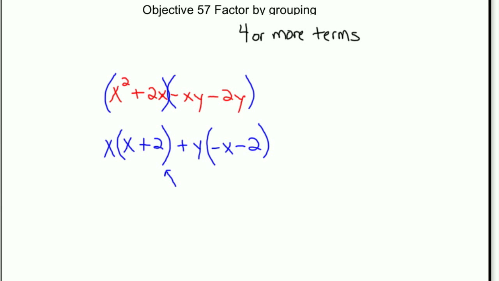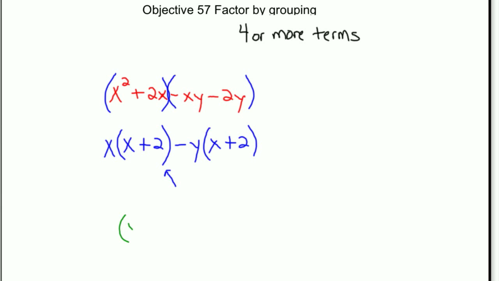I note that this parentheses is very close to the first one, but not exactly the same. So instead of taking out a positive y, I'm going to take out a negative y. That leaves me with a positive x term and then a positive 2, which is great, because now I can continue to factor this problem by using our greatest common factor method.